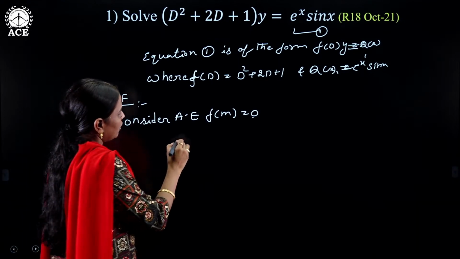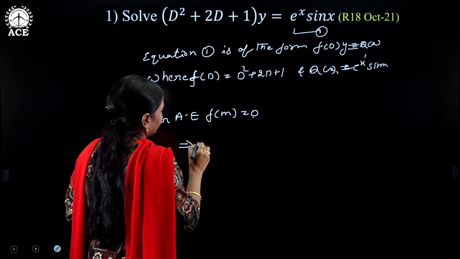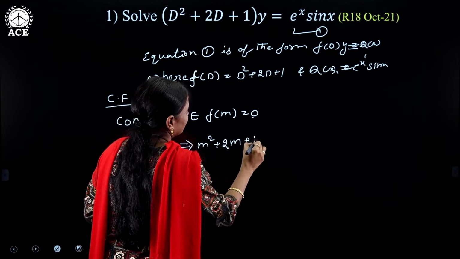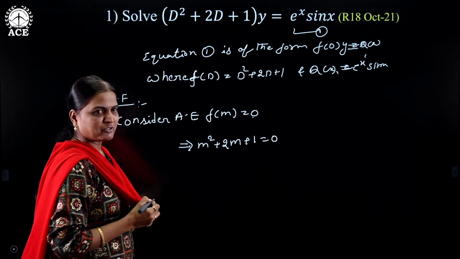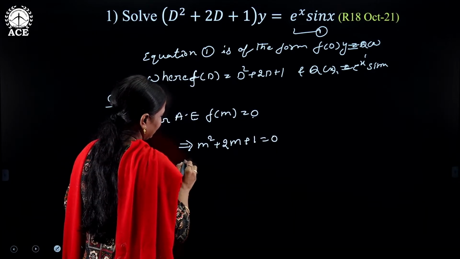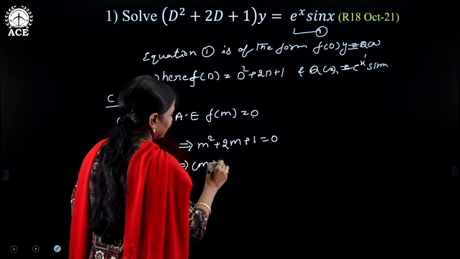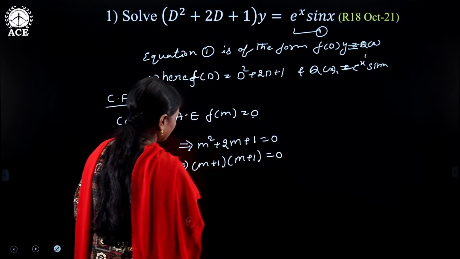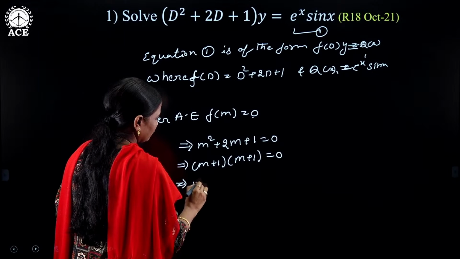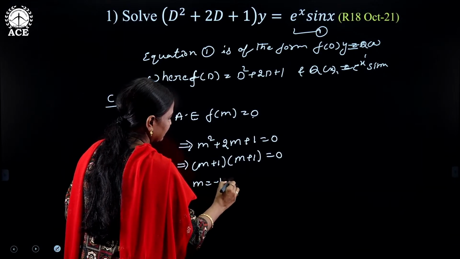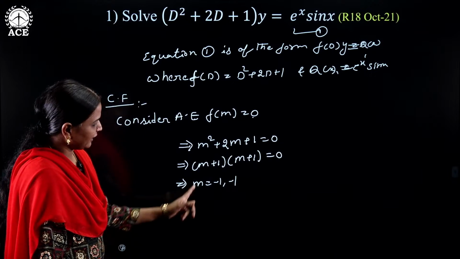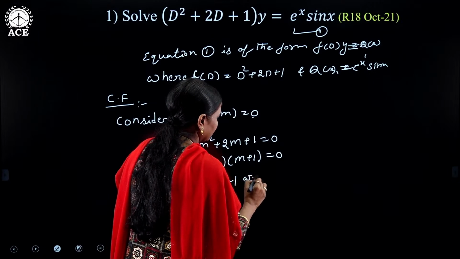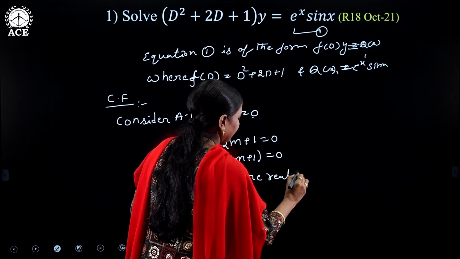We will get roots. So f of m is m square plus 2m plus 1 equal to 0. m square plus 2m plus 1 is nothing but (m plus 1) whole square. So the factors are (m plus 1) into (m plus 1) equal to 0. From these two factors, the roots are minus 1, minus 1. So here the roots are real and equal.